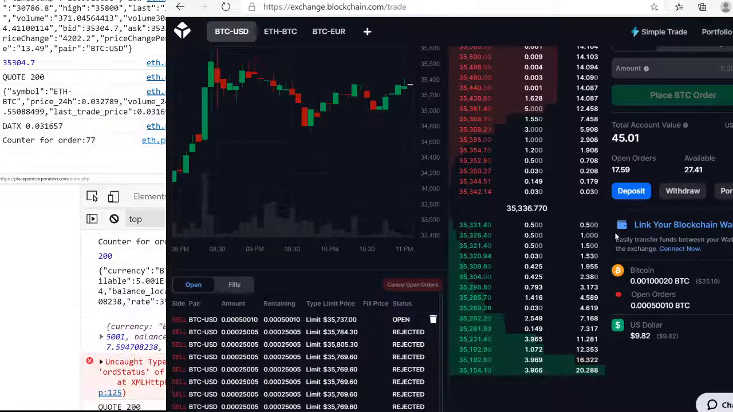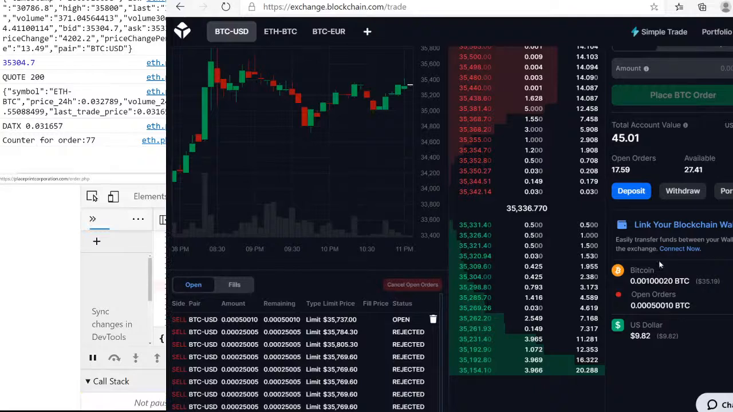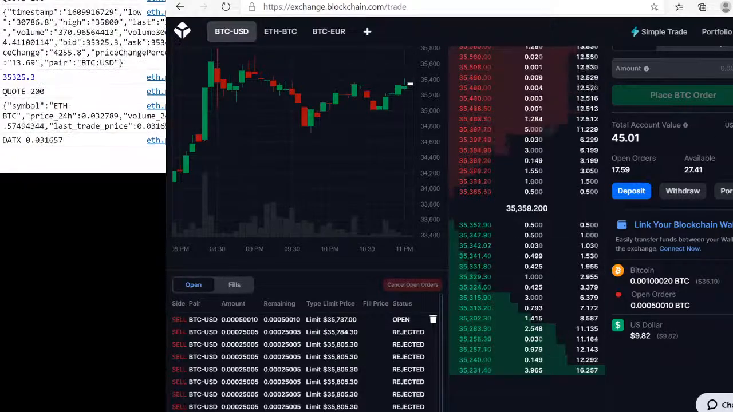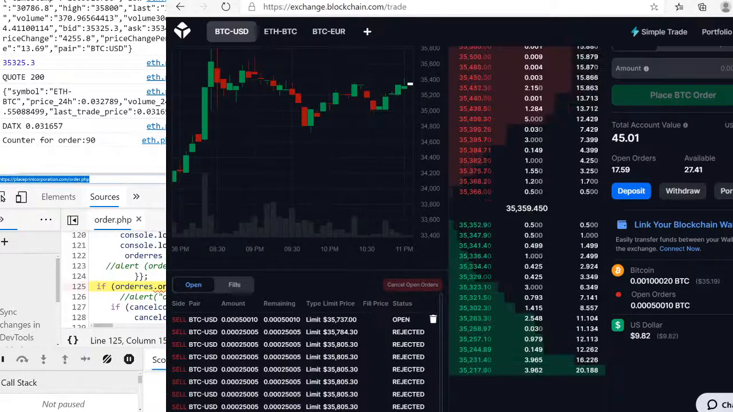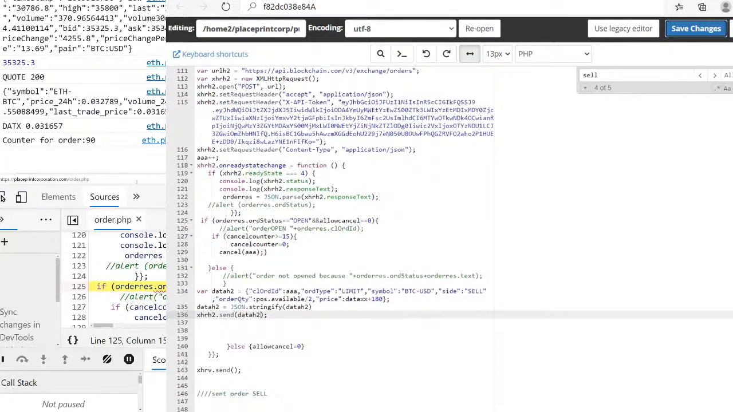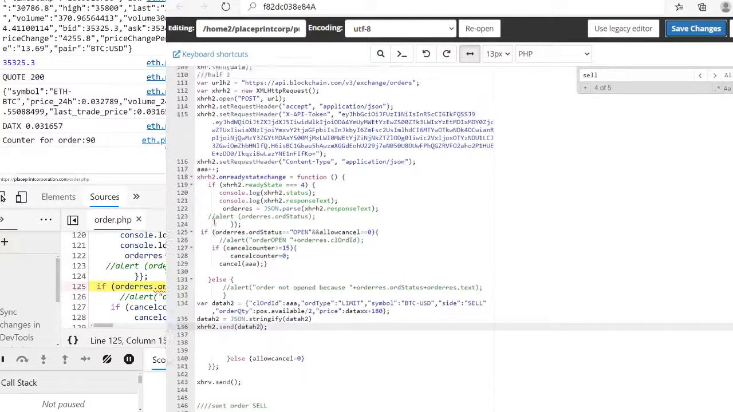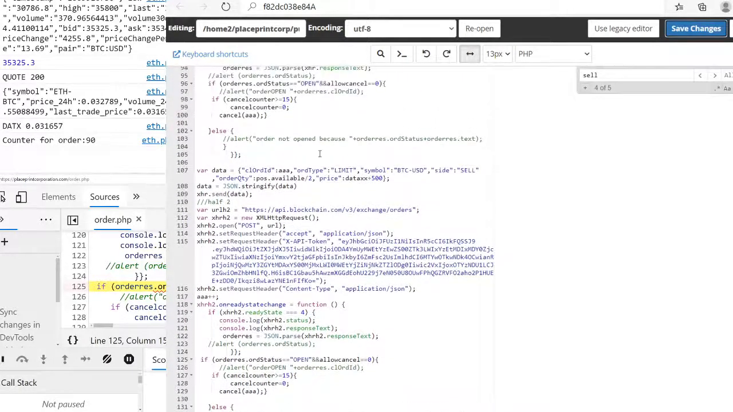Don't tell me. Cannot read property order status, undefined. It says undefined? Why didn't you get that in the previous one? Order res? What is going on? Order res, line 125. This is the same exact thing.